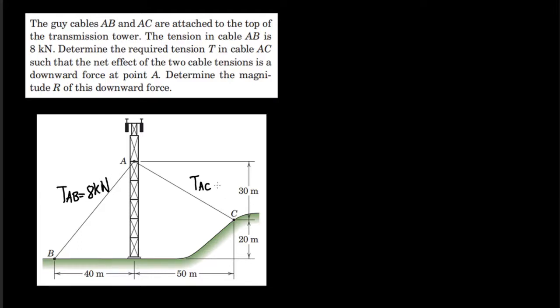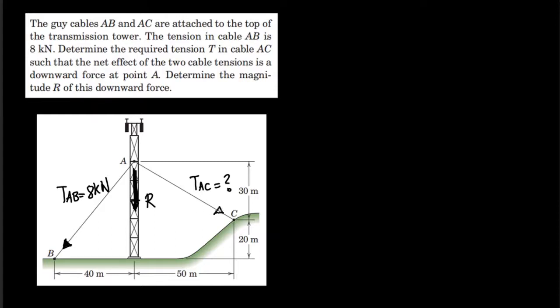So, TAC is what we are looking for, such that the effect of the two cable tensions is a downward force at point A. And that downward force is called R. Determine the magnitude R of this downward force. So, we'll just put the letter R there. So, we have three forces here. This one, and this one. TAB is pulling downward. That's why we have no arrow.